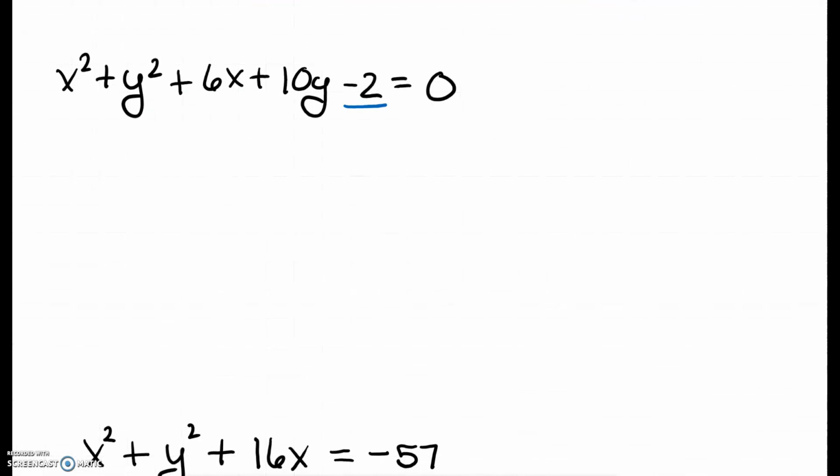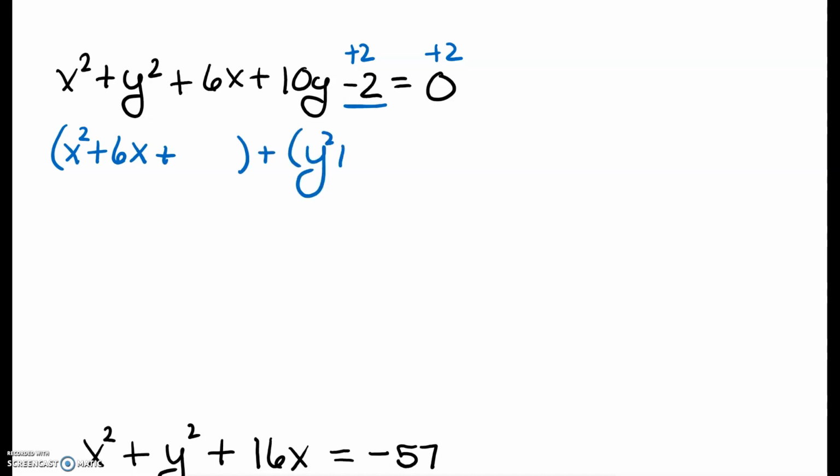Okay, again, I don't have my constant on the other side, so I'm going to add it. I'm going to group my x values, x squared plus 6x. I'm going to group my y values, y squared plus 10y. I'm leaving that space because I have to add those blanks. I've got a green blank to add and a yellow blank to add.